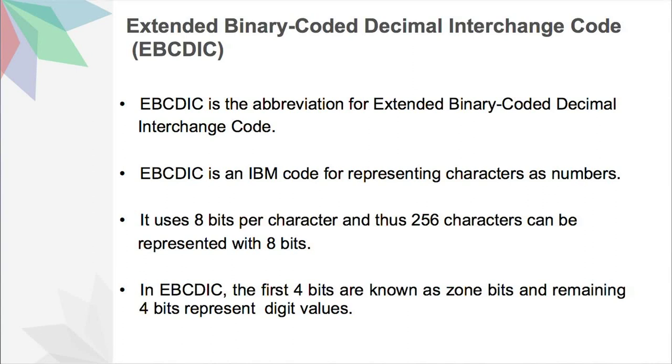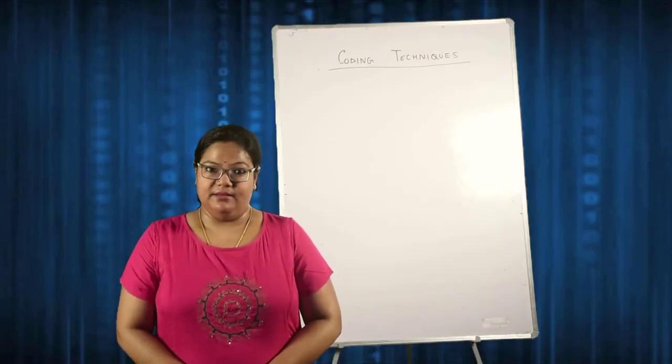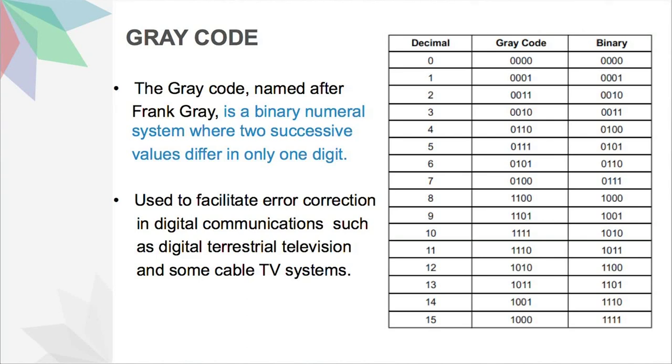It uses 8 bits per character, and thus it can represent 256 characters. In this format, the first 4 bits are known as zone bits, and the remaining 4 bits represent the digit values. Now let us look at another coding technique. The next coding technique is gray code. Gray code is named after Frank Gray, where it is a binary numeral system in which two successive values differ in only one digit.